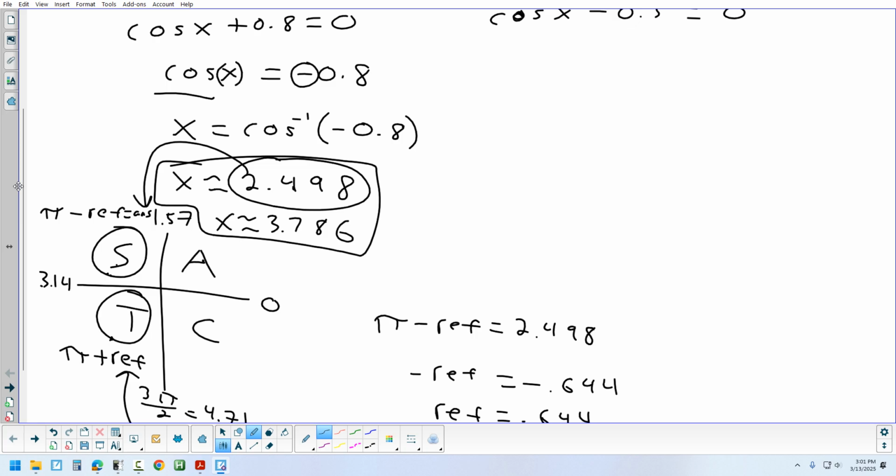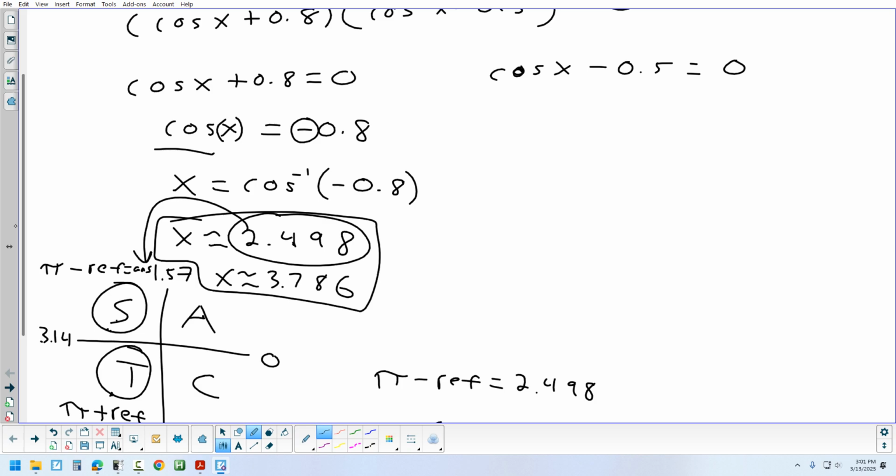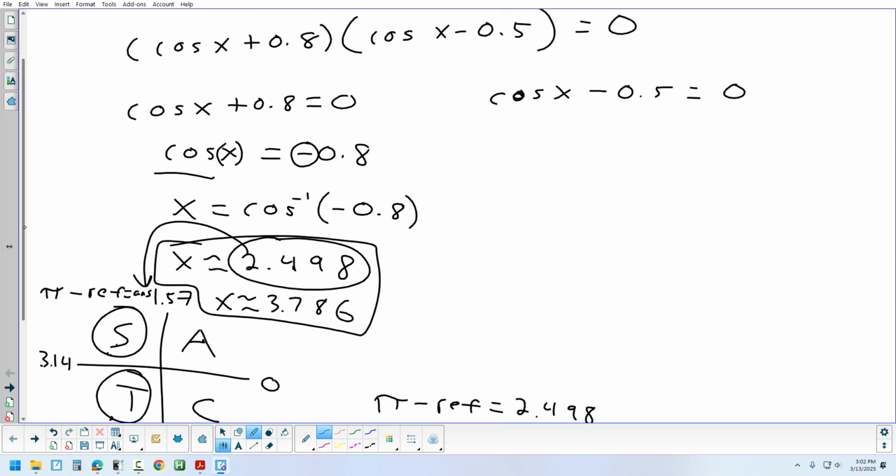Okay, so the answer would be 2.498, and then the 3.786. For the left part, yep. For the left part, and we went to the right part. Yep. Now the right part, that's going to be a lot easier. What do we have to do first to get cosine by itself there? We have to add 0.5 to the side. Yep. So add the 0.5.